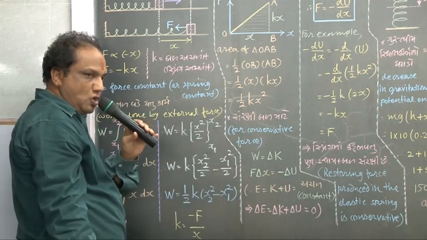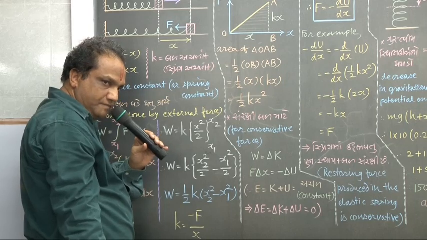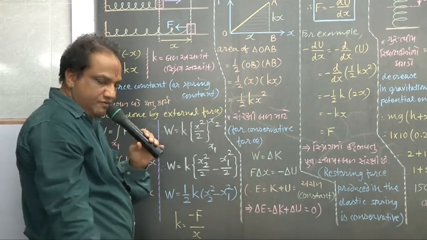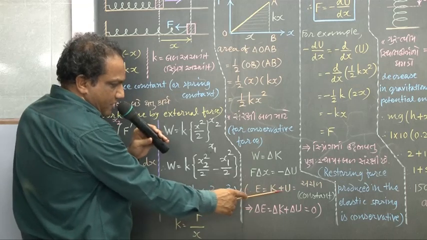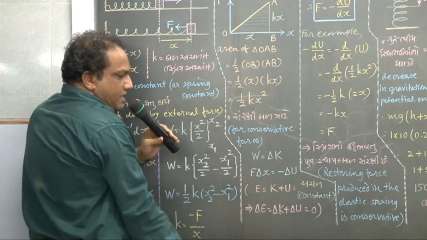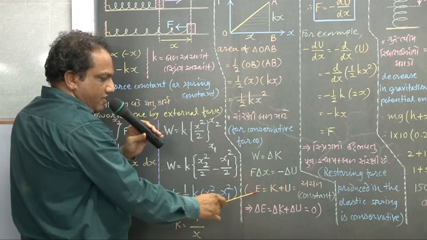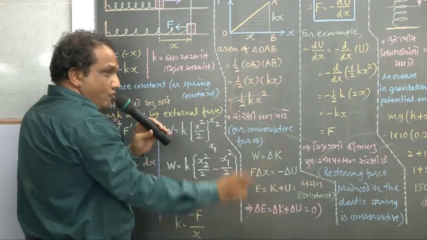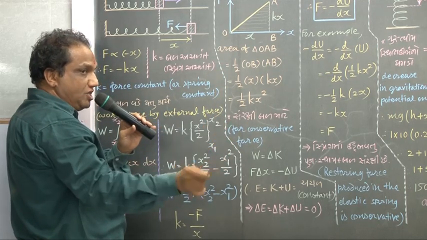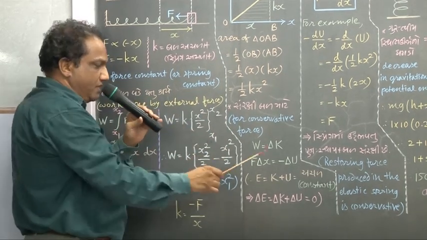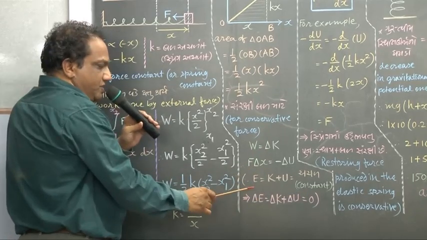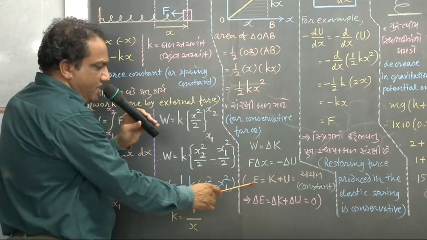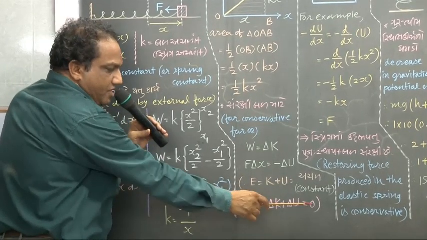Delta K equals minus delta U. Why? You know the law of conservation of mechanical energy. Then E equals K plus U equals constant. Then take delta on both sides. So here it will be delta E, here delta K, and here delta U. Once you say that mechanical energy of a mechanically isolated system remains constant, then change in a constant quantity would be 0. When E is constant, naturally delta E will be 0.